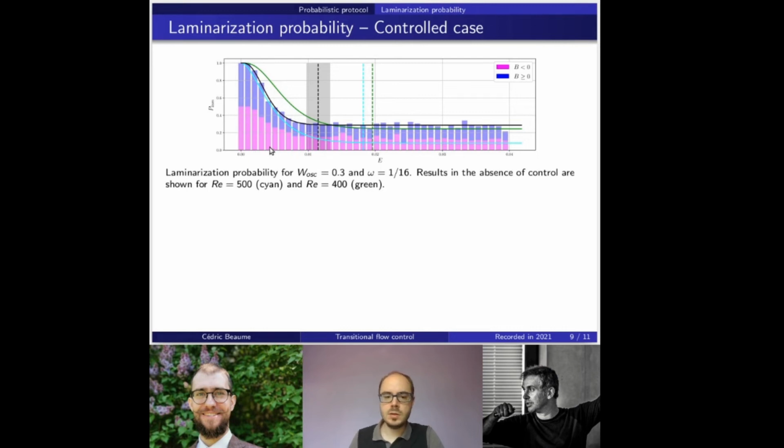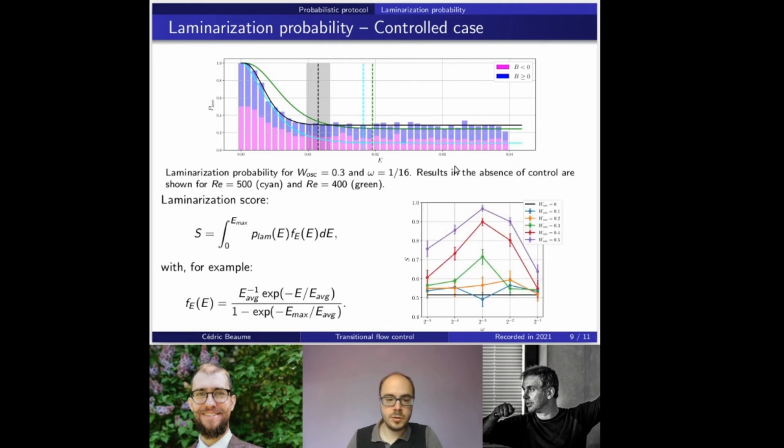What we can see here is that adding the control leads to an increase of the laminarization probability across the whole range of energies, and this is particularly efficient for large enough energies, when we can see that the laminarization probability has increased by roughly a factor 2.5. We've decided to go beyond this and try to characterize the robustness of the laminar flow, or give a criterion to quantify it, which is a simple scalar criterion. So the first one that we came up with is this laminarization score.